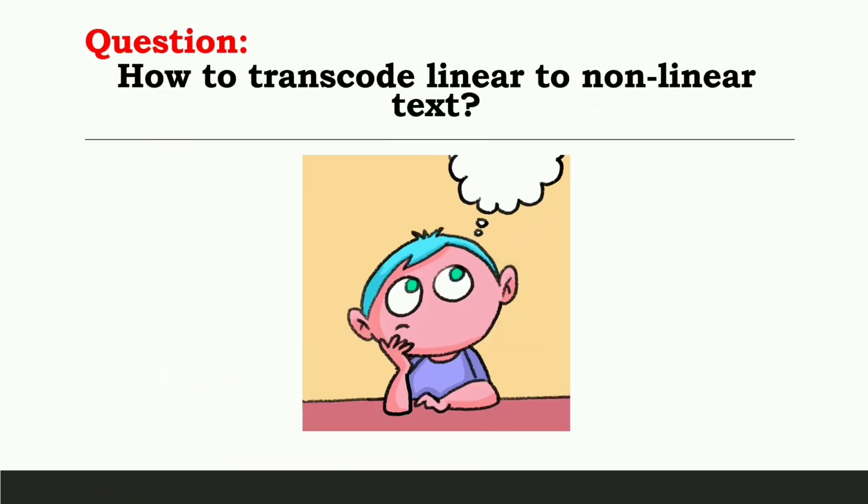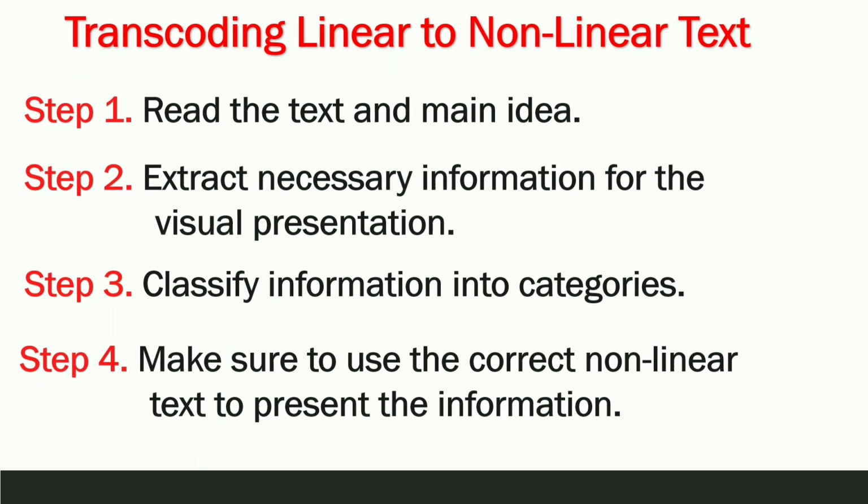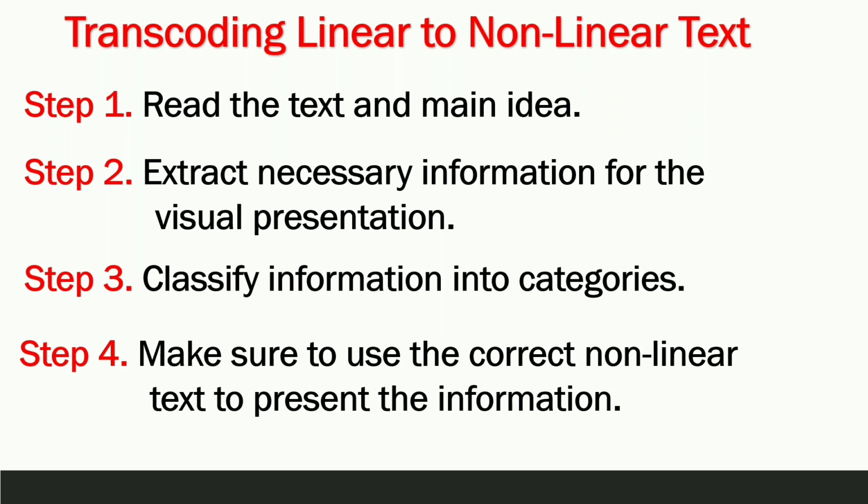Now, the next question is how to transcode linear to non-linear text. There are certain steps to follow in transcoding linear to non-linear text. Step 1. Read the text and identify the main idea. Step 2. Extract necessary information for the visual presentation. Step 3. Classify information into categories. And Step 4. Make sure to use the correct non-linear text to present the information.